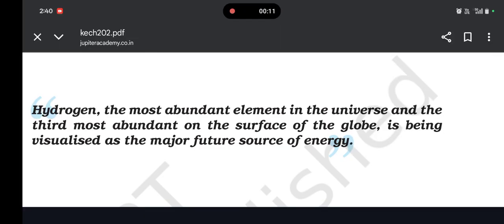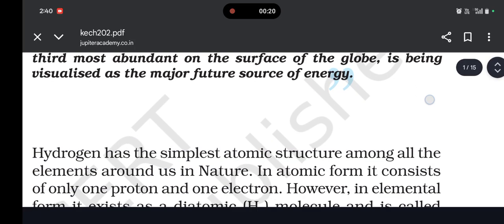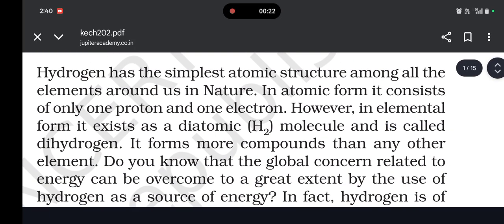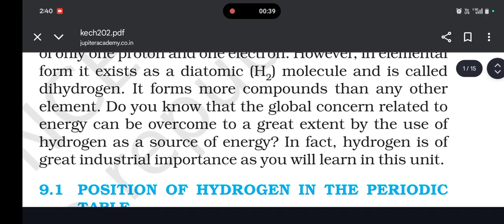Hydrogen is the most abundant element in the universe and the third most abundant on the surface of the globe. It is being visualized as the major future source of energy. Hydrogen has the simplest atomic structure among all the elements around us in nature. In atomic form, it consists of only one proton and one electron. However, in elemental form, it exists as a diatomic molecule and is called dihydrogen. It forms more compounds than any other element.